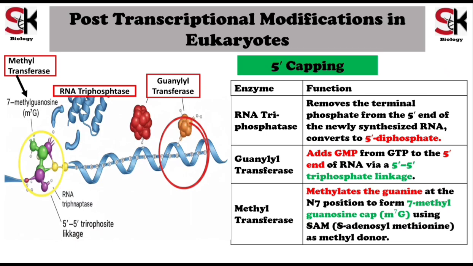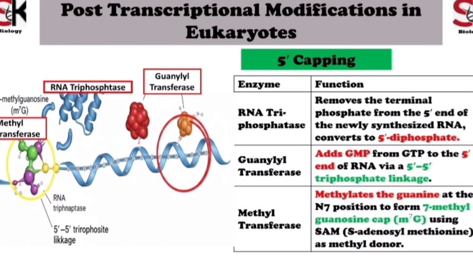So the action of these three enzymes adds the G-cap to the 5' end of the newly synthesized RNA molecule. So this is all about post-transcriptional modification 5' capping. Next modification we will discuss in the next lecture.